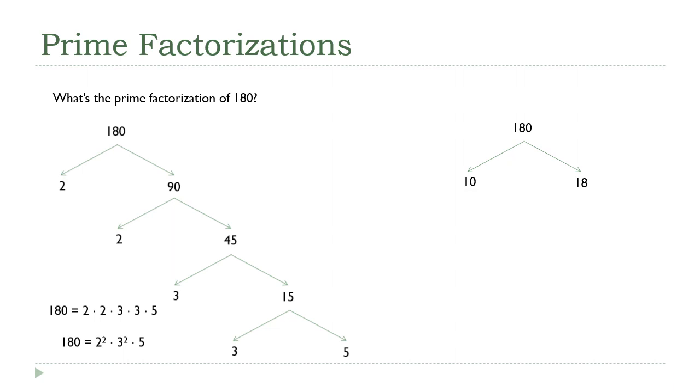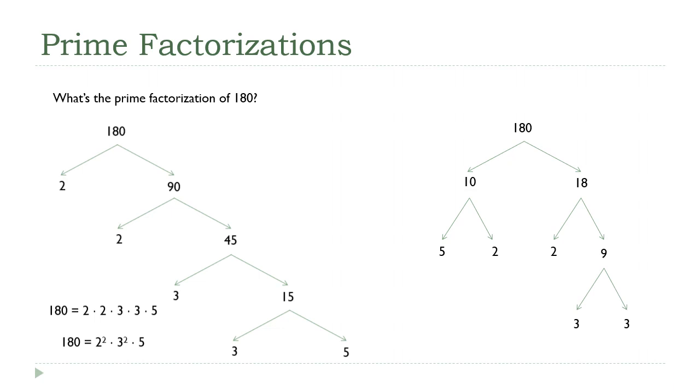But now you're going to have to continue working both branches, because both 10 and 18 are composite. So 10 is 5 times 2. Excellent. 5 and 2 are prime numbers, so we can stop with both of those branches. Focus on the 18. 18 is 2 times 9. 2 is prime, so we're done with that branch. All we have left is that 9. 9 is 3 times 3.